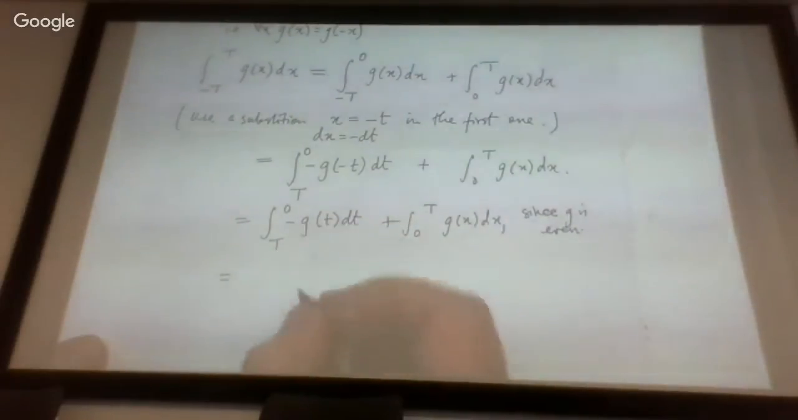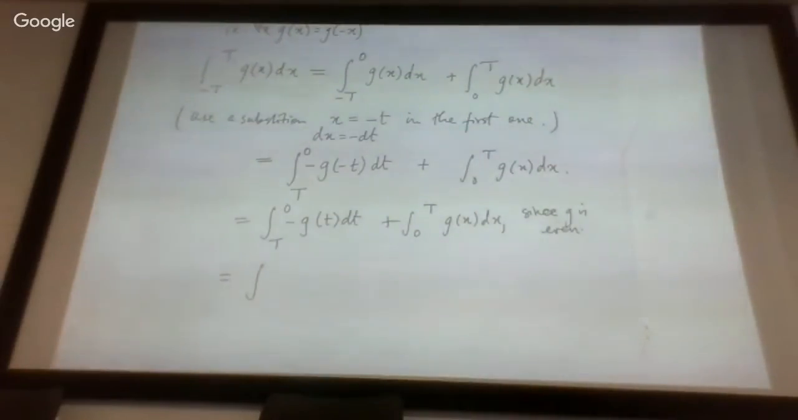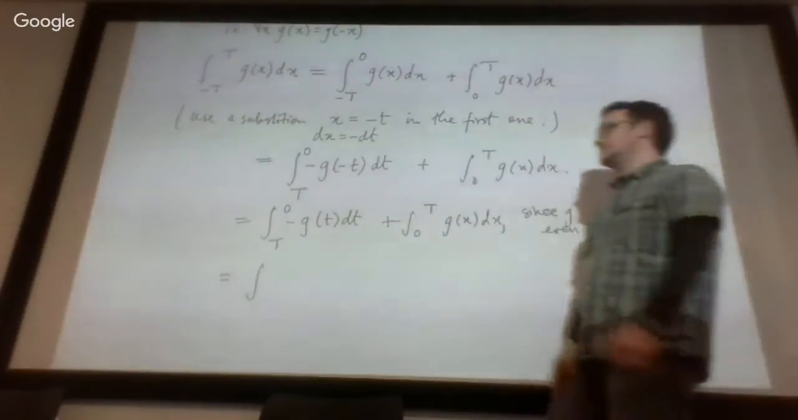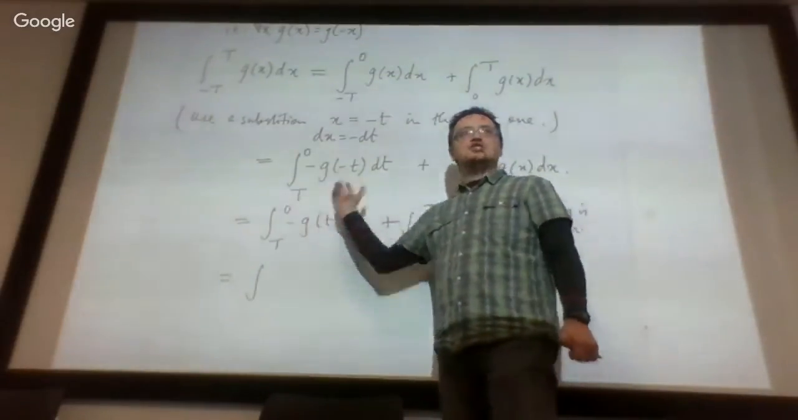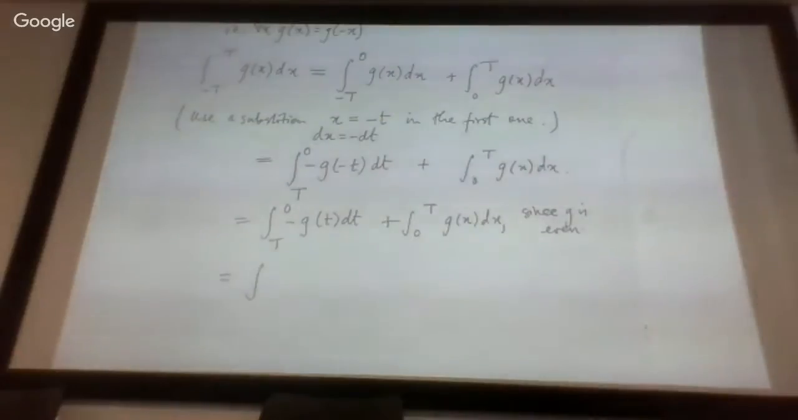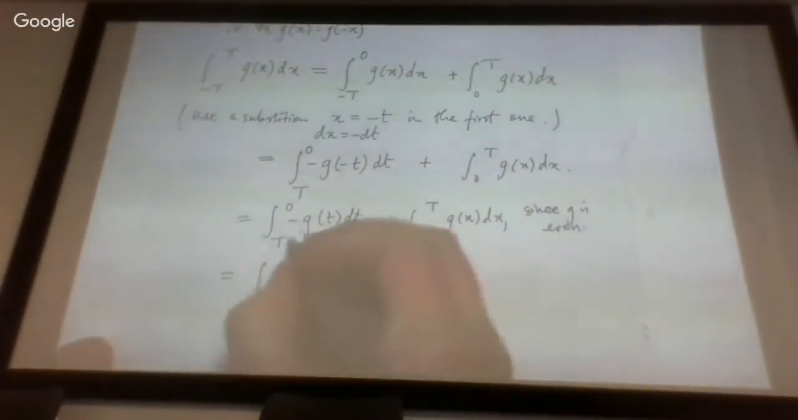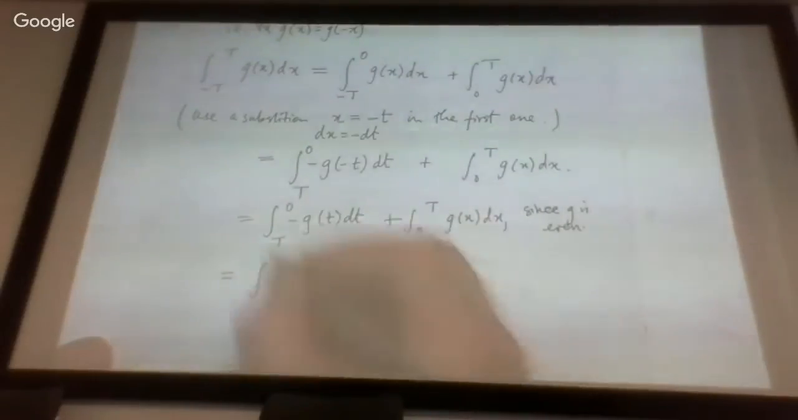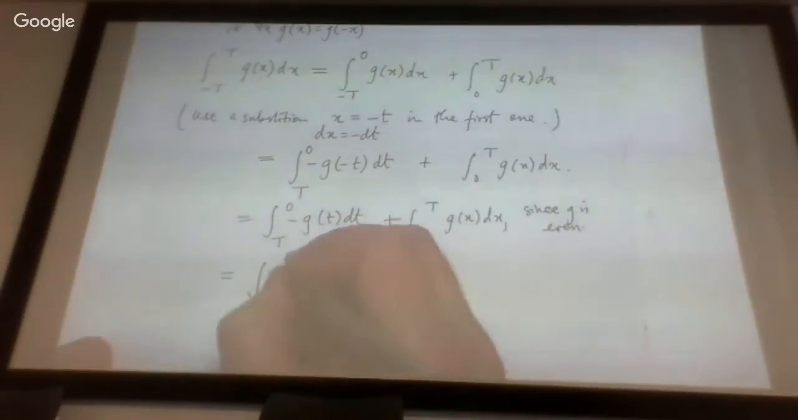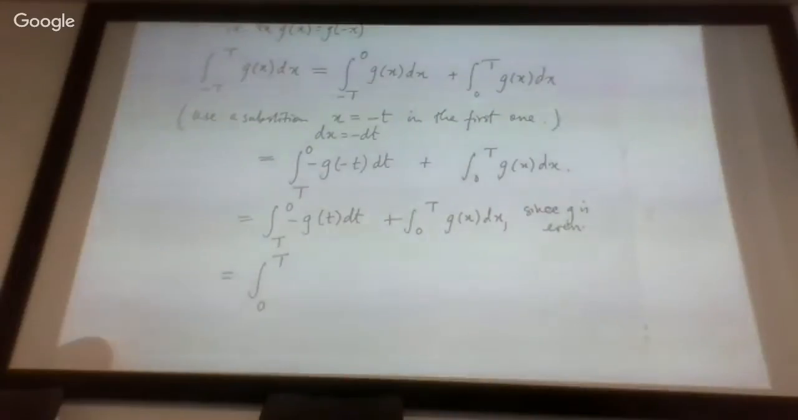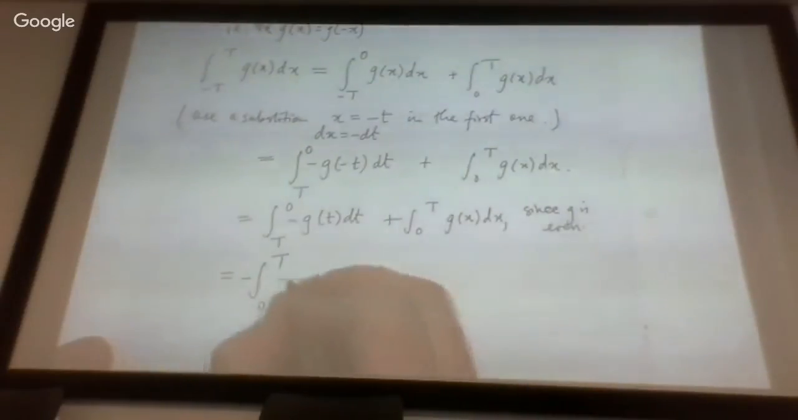And now I'll use this property that if you're integrating from something to something else, you can change the direction of integration. Instead, integrate in the opposite direction, and that changes the sign of the integral. So if instead of integrating from t down to 0, I instead start at 0 and integrate up to capital T, that changes the sign of the integral.